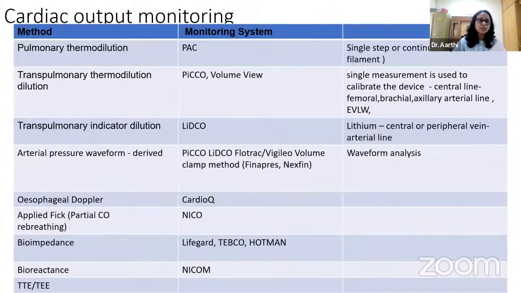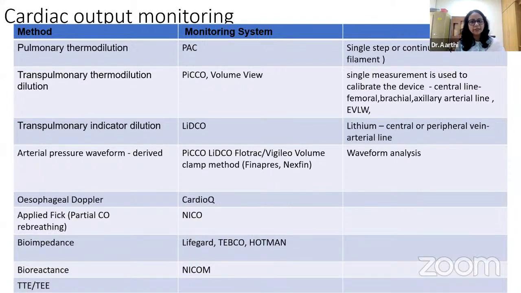So there are monitors which are used in assessing the cardiac output. These are all the various monitors and methods which are used to measure the cardiac output in different scenarios to give the status of the hemodynamics of the patient. As I was talking about earlier, pulmonary artery catheters measure the cardiac output using what is called the pulmonary thermodilution technique. This pulmonary artery catheter can either be used as a single-shot catheter or to monitor the cardiac output continuously using thermal filaments. And there are other monitors like PiCCO and VolumeView, which utilize the transpulmonary thermodilution technique.